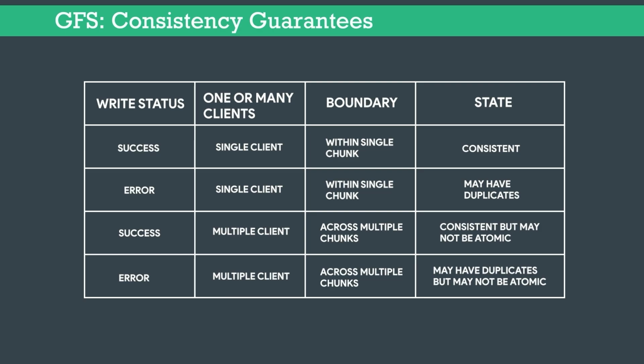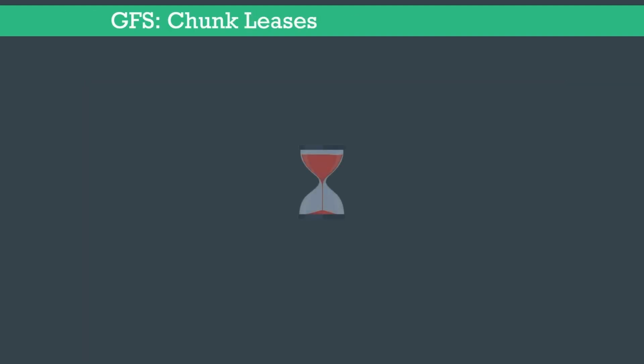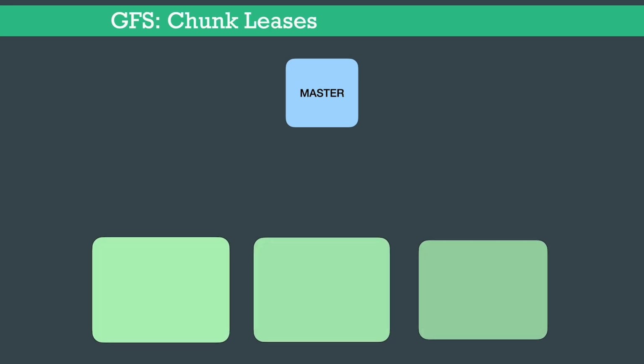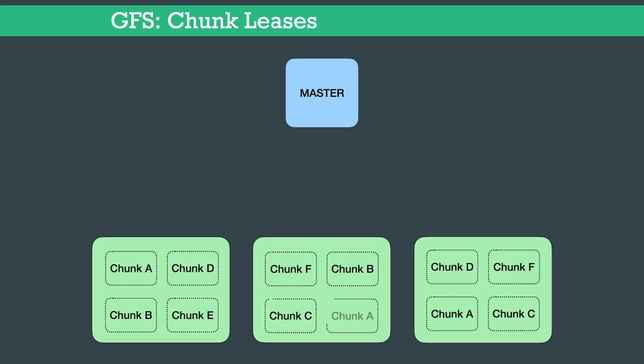When the state is consistent and all clients see what was written in its entirety, the state is said to be defined. We say it's undefined but consistent if all clients see the same data, but concurrent writes may be interleaved. Let's take a step back to talk about chunk server leases. Leases are a common concept in distributed systems that have an expiration time. We've said that the master chooses the primary chunk server, but we didn't say exactly how that works.